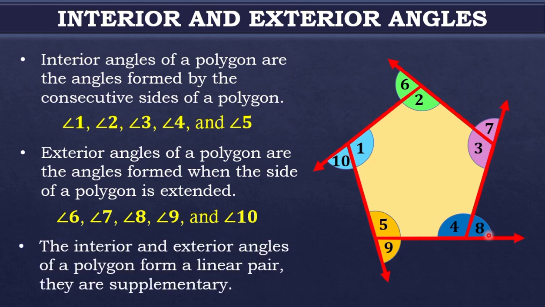Now always remember that the interior and exterior angles of a polygon always form a linear pair. So pag sinabi nating linear pair, yung nasa line po yung dalawang angles natin. So automatic kapag linear pair sila, they are supplementary. So the sum of the interior and the exterior angles is always supplementary. Okay? So halimbawa po ito, so your interior angle and exterior angle, it's supplementary. Ganon din po ito.